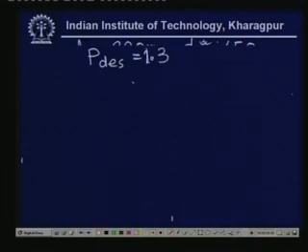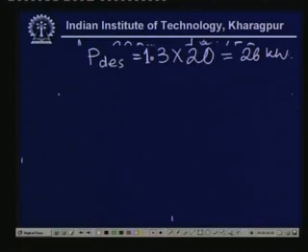Some difference might come from designer to designer. It's not very specific. One has to use his own judgment also. So in this case 1.3 into your requirement of 20 comes out to be 26 kilowatt.